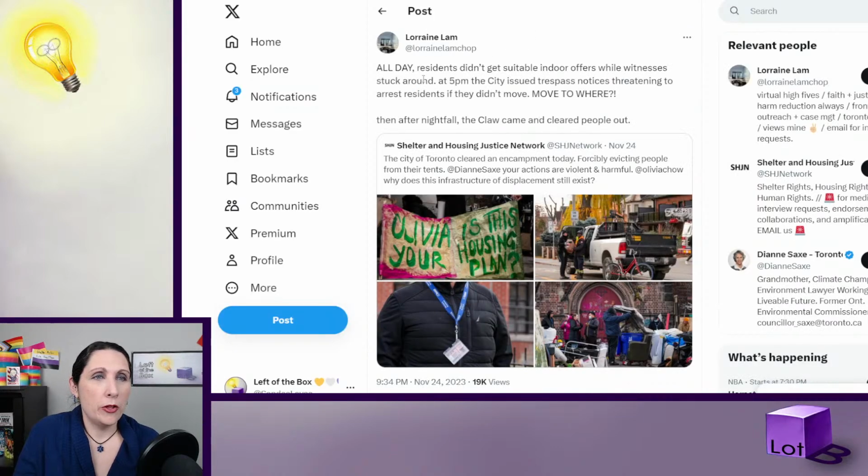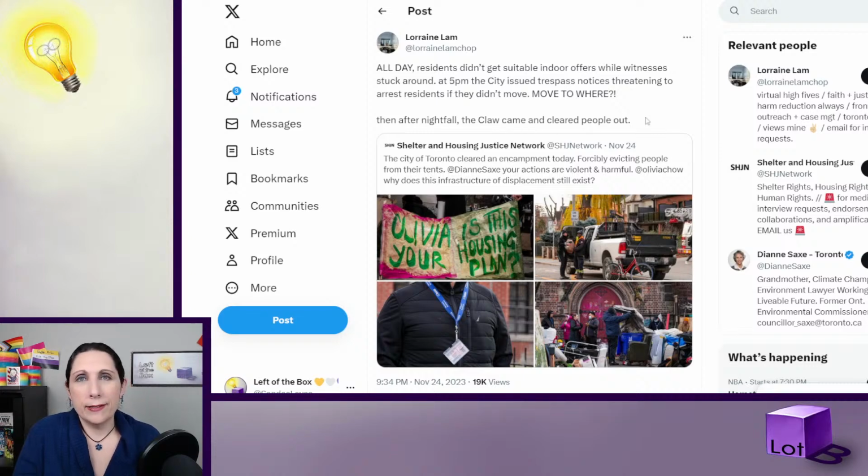From Lorraine Lamb, all day residents were not given suitable indoor offers while witnesses stuck around until around 5 p.m. The city issued trespass notices threatening to arrest residents if they didn't move. Then after nightfall, the claw came and cleared people out.